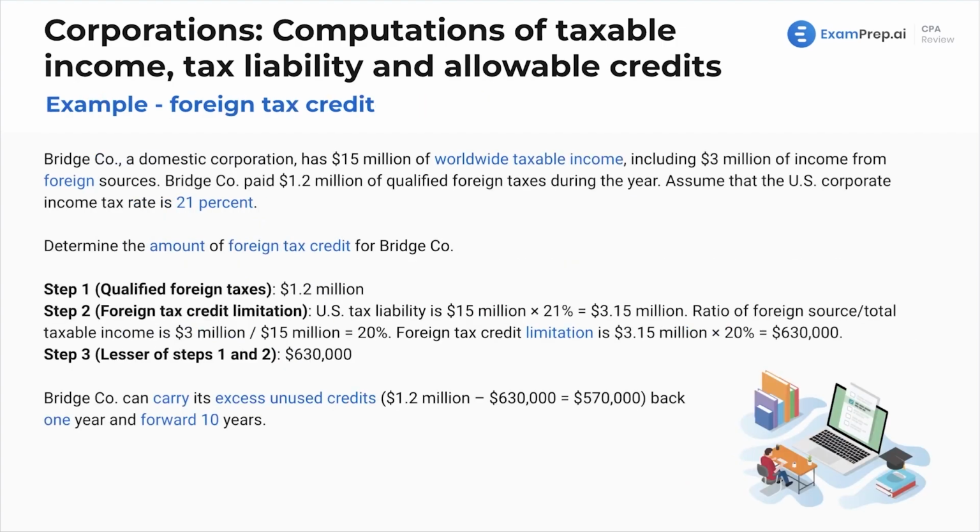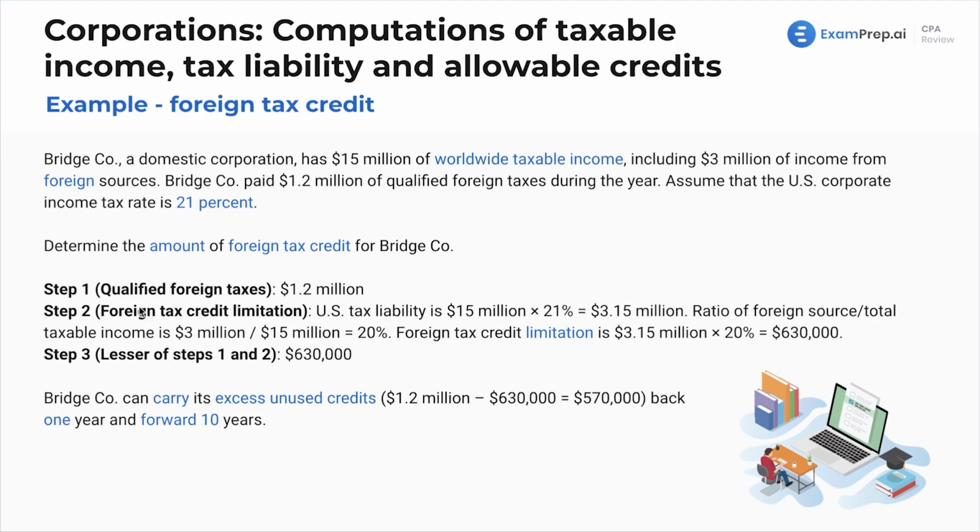We got an example here on the foreign tax credit. Bridge Company, a domestic corporation, has $15 million of worldwide taxable income, including $3 million of income from foreign sources. Bridge Company paid $1.2 million of qualified foreign taxes during the year. Assume that the U.S. corporate income tax rate is 21%. It paid qualified foreign taxes. Hopefully none of those were bribes to foreign countries or anything like that. Any taxes actually recognized by the U.S. government would be qualified foreign taxes. Determine the amount of foreign tax credit for Bridge Company.